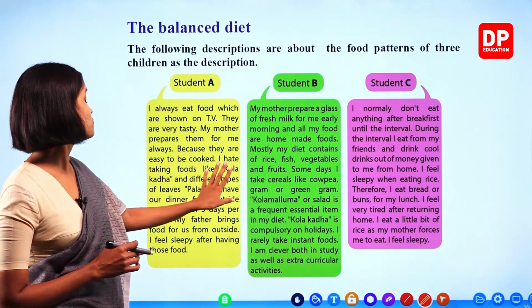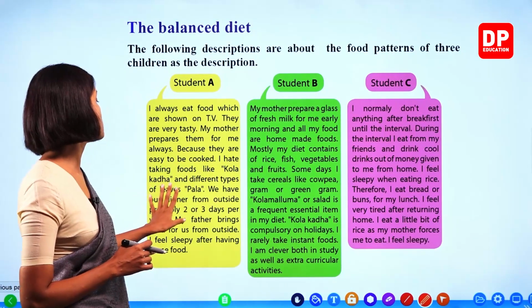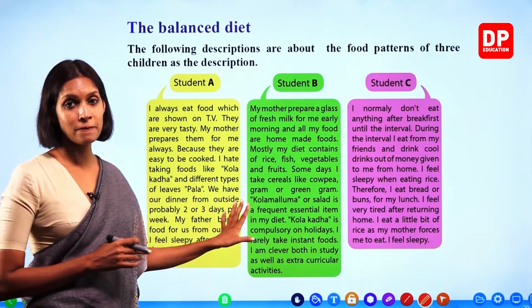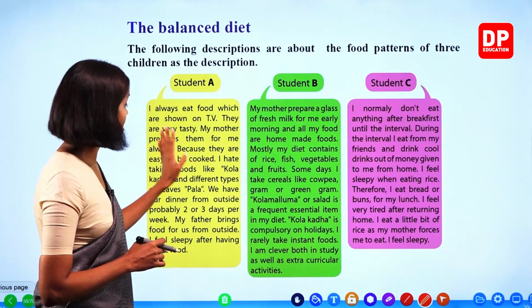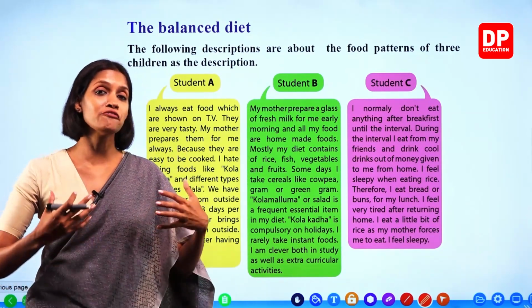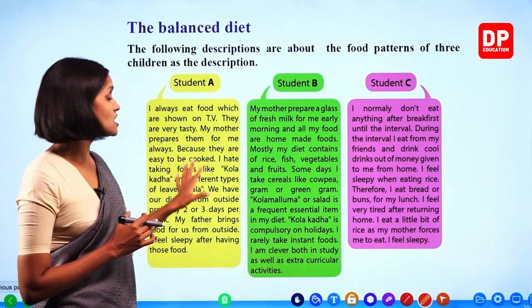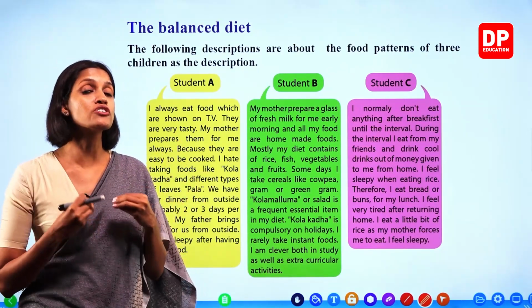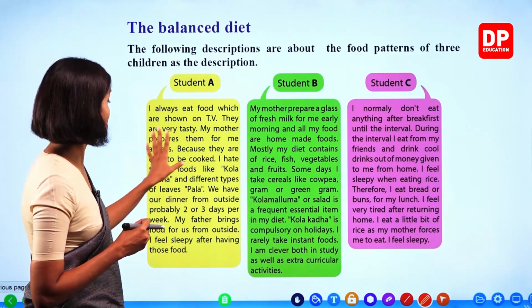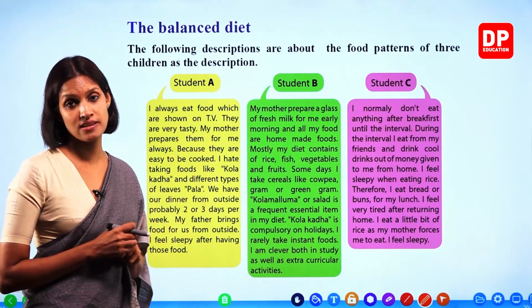I hate taking foods like coelacanth and different types of leaves, pala. So he does not like to take them, which means he does not get enough amounts of vitamins and minerals, which means his immune system is not strong. So he will get a lot of diseases.